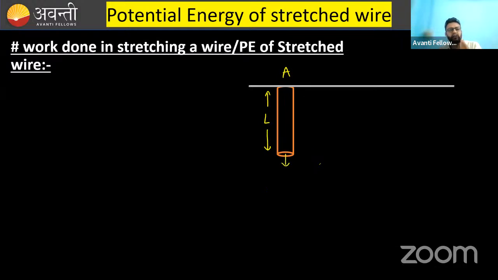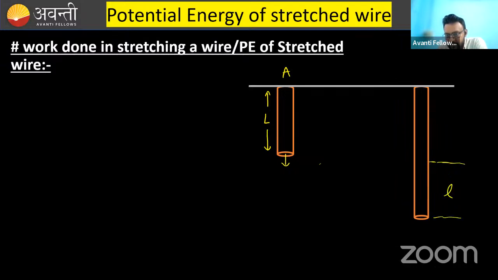You have started stretching it in the downward direction. Let's suppose the total elongation that you have given to the wire is L. So you have stretched this wire by a distance L, like this. This is the original length, and from the original length to this length, you have stretched the wire by a distance small l. Clear? What you need to do is calculate the potential energy stored in the wire.